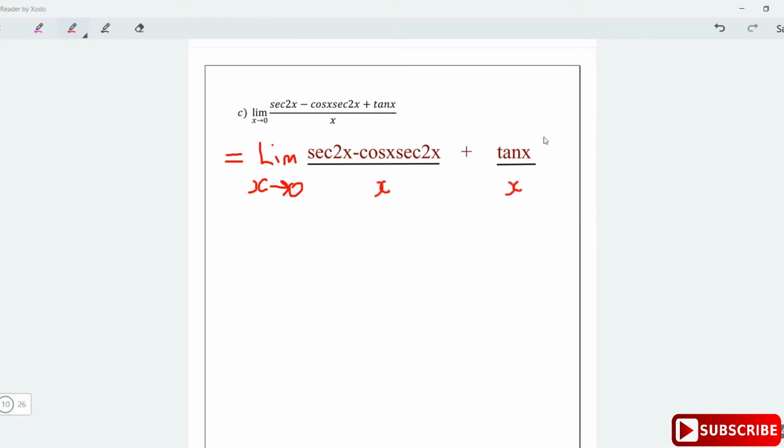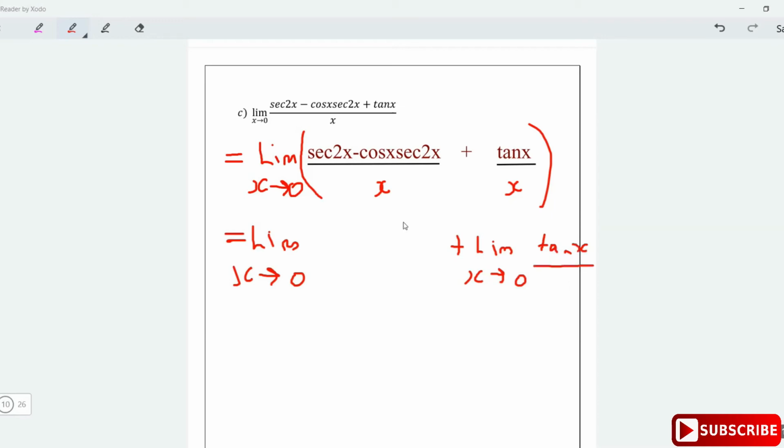Now, since I separate it like that, what next is coming to my mind? Well, what I am thinking of doing now is break it up as the limit of two things. So this is going to be the limit as x approaches 0 for this side, plus the limit as x approaches 0 of tan x over x. But we know that the limit of tan x over x is 1. So that part here is done already. Because now this is going to be tan x over x. So all we need to do is work out this side.